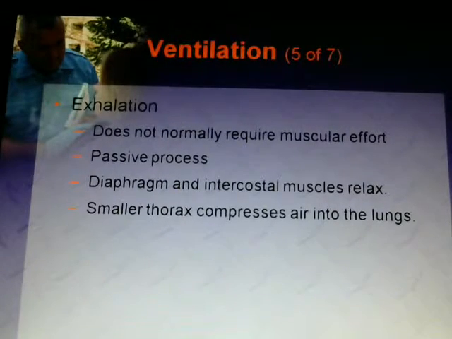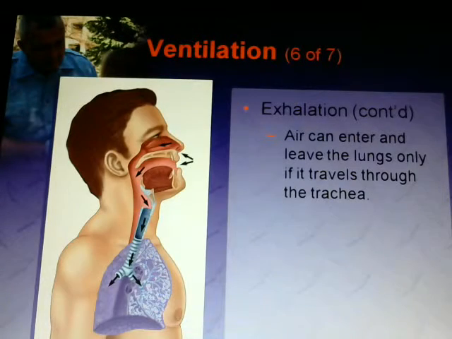Then we have exhaling. This does not normally require muscular effort. It's a passive process. The diaphragm and intercostal muscles relax. The smaller thoracic volume compresses the air out of the lungs. As you exhale, air can enter and leave the lungs only if it travels through the trachea. Nice picture there. It comes down your nose and mouth, into your trachea, into your lungs.